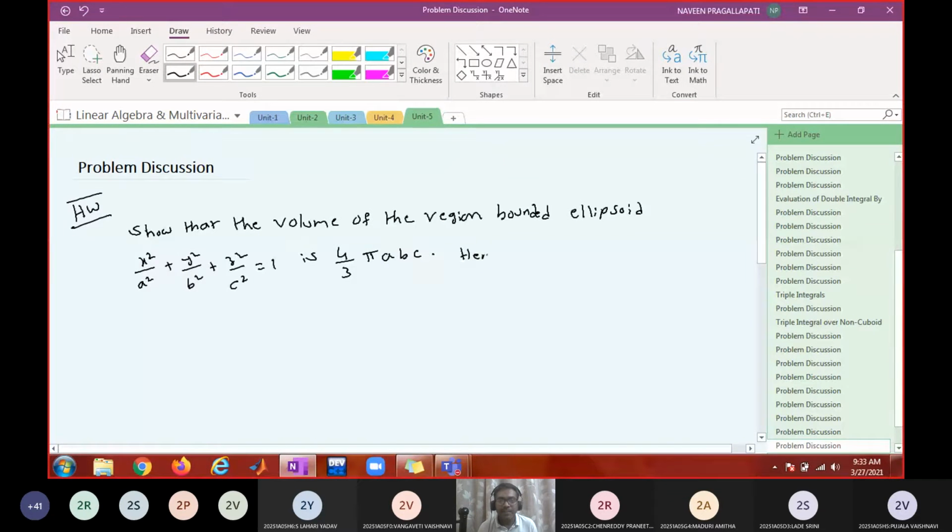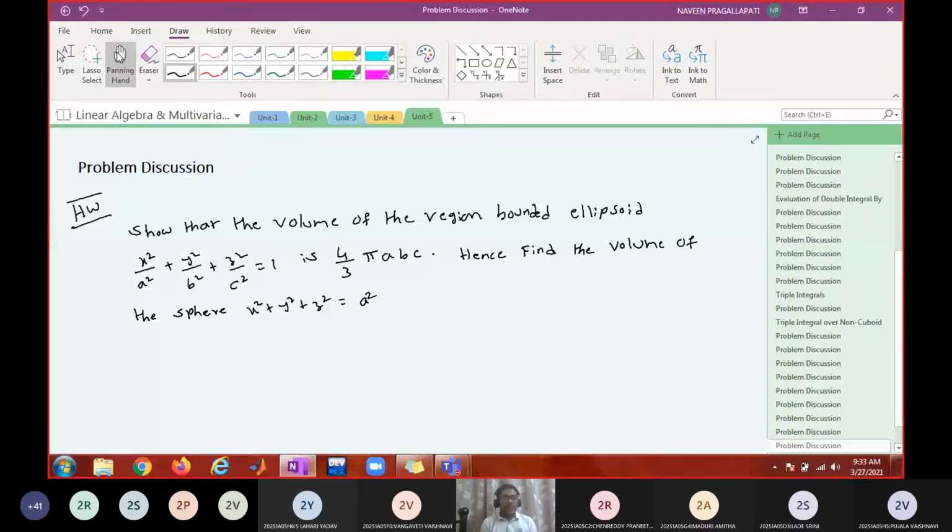Hence, find the volume of the sphere x square plus y square plus z square equal to a square. I have derived the volume of the sphere independently.